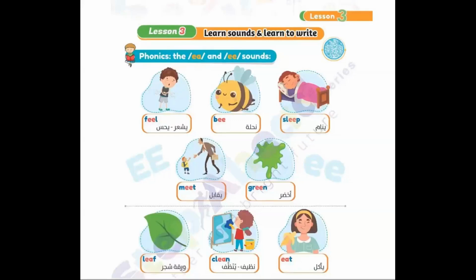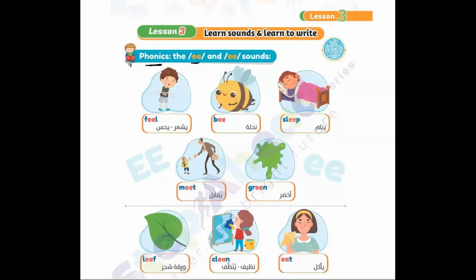Lesson 3. Learn sounds and learn to write. What does it mean? We will learn kinds of sounds and how to write, and what the steps are that we have to be careful about. Let's start with the main vocabulary, but we have to learn phonics first. Phonics. Do you remember phonics? Here we will speak today about long sounds. Let's check what the long sounds are.